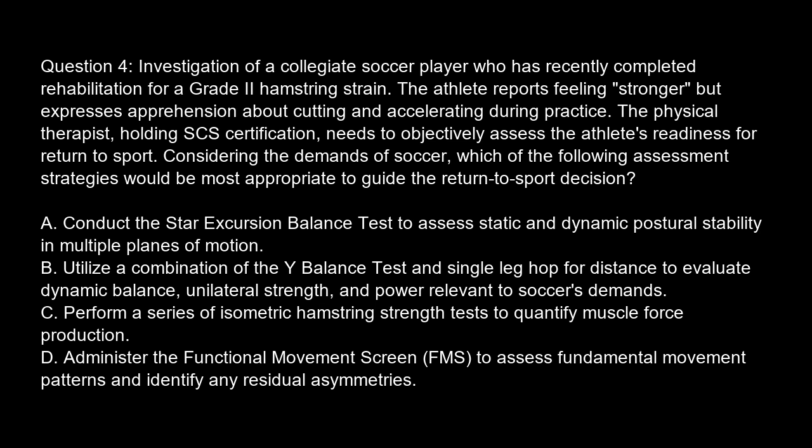Option C. Perform a series of isometric hamstring strength tests to quantify muscle force production. Option D. Administer the functional movement screen, FMS, to assess fundamental movement patterns and identify any residual asymmetries.